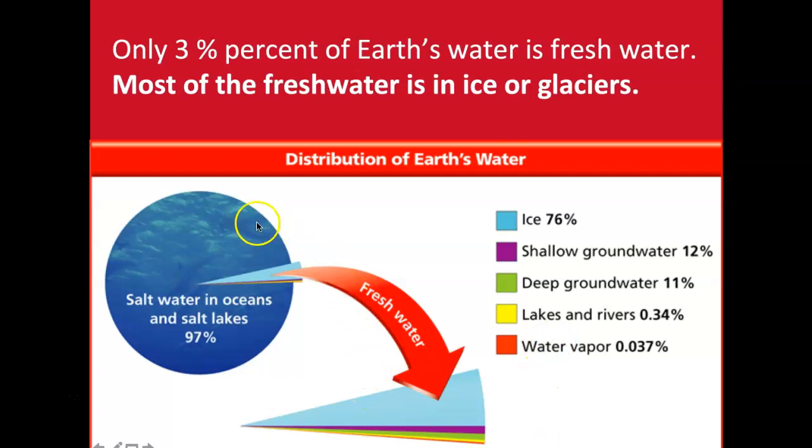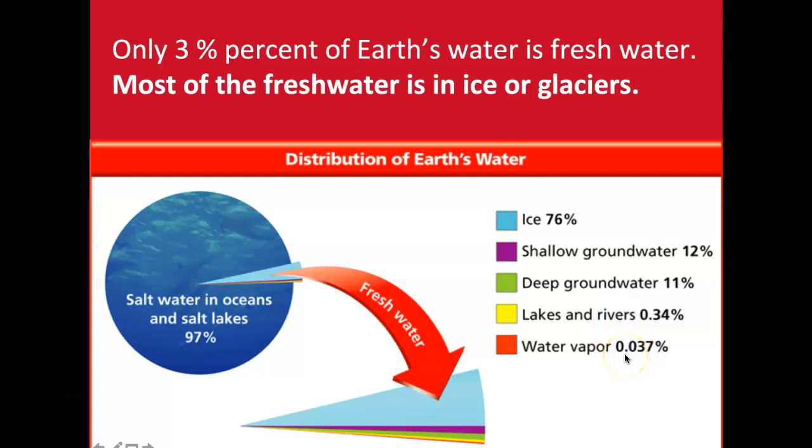So if you look at this distribution here, this pie chart, it shows us our 97% of water that is salt water. This small little piece of the pie here is our fresh water. And that is broken down into primarily ice. 76% of it is ice. And then our next largest chunk is going to be groundwater. So if we're including the shallow and the deeper groundwater, that's going to be 23%. And then a small amount is in lakes and rivers, and a small amount is found in the atmosphere as water vapor.